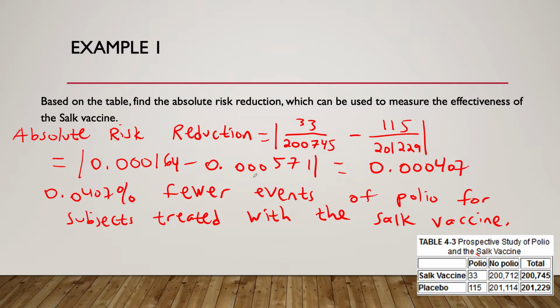The absolute risk reduction takes the absolute value of 33 divided by the total of 200,745 minus 115 divided by the total of 201,229. Tossing that into a calculator, we get an answer of 0.000407. So 0.0407% fewer events of polio for subjects treated with the Salk vaccine, according to this.